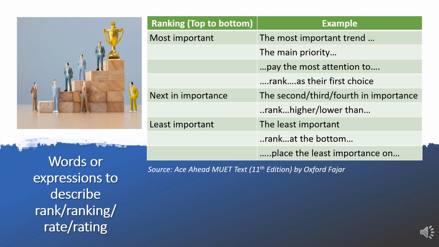Now, next in importance, you can use the words such as the second, the third, the fourth in importance, or rank, higher or lower than. Please remember to use higher than or lower than, not higher without than. Least important, then you can use this example, the least important, rank at the bottom, or place the least importance on. Please remember this. Do not use increase or decrease when describing rank, ranking, rate, or rating. You can use the comparative or superlative adjectives such as higher, highest, lower, and lowest.